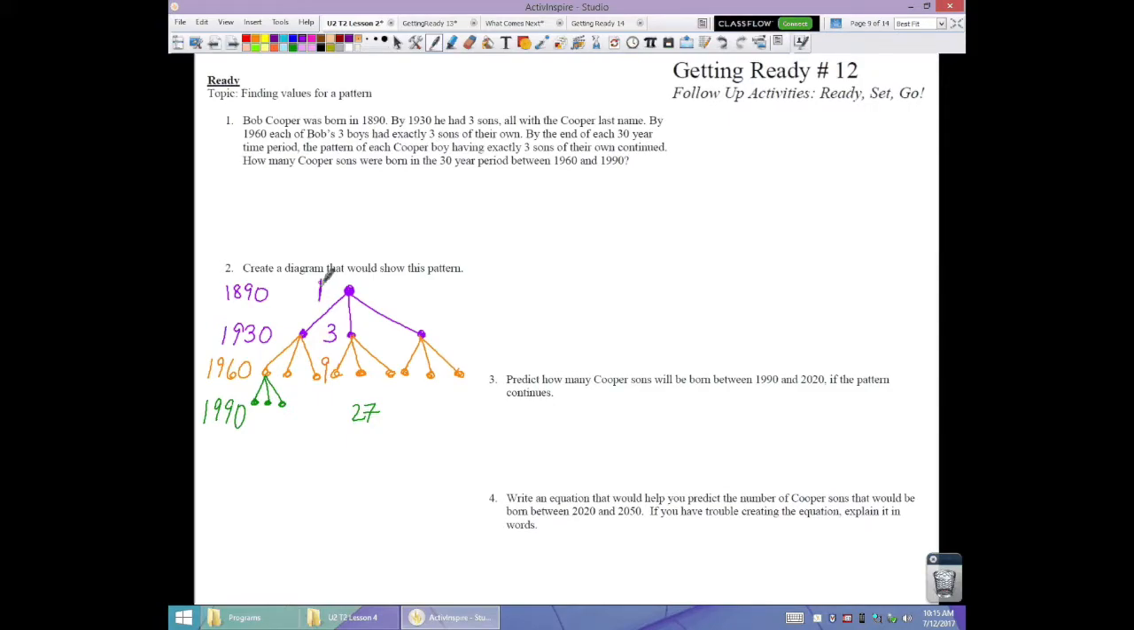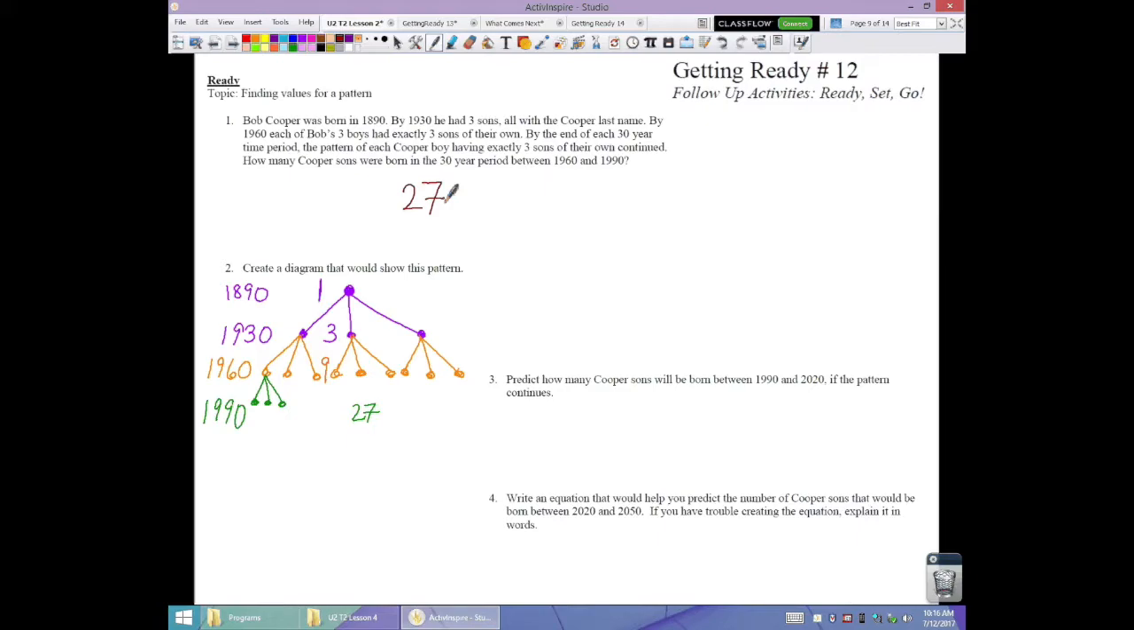So if we look at the pattern of Coopers, we start with 1. Next generation, there's 3. Next generation, 9, then 27. We see that this is exponential. It's multiplying by 3 every 30 years. Okay, so how many Cooper sons were born in the 30-year period between 60 and 90? That's from orange to green. There were 27 Cooper sons born in that 30-year period.